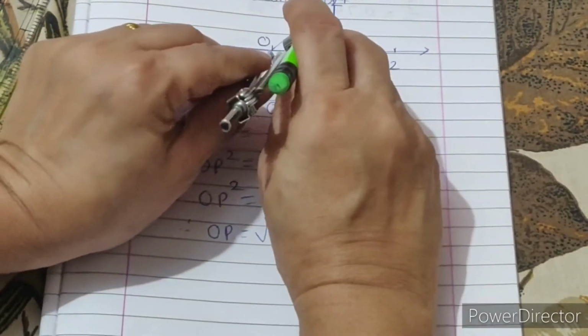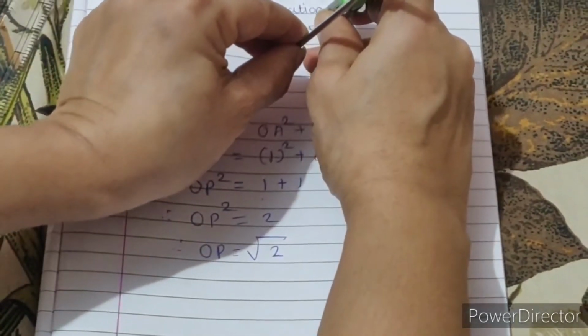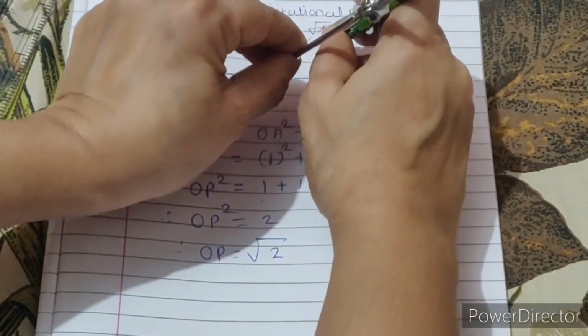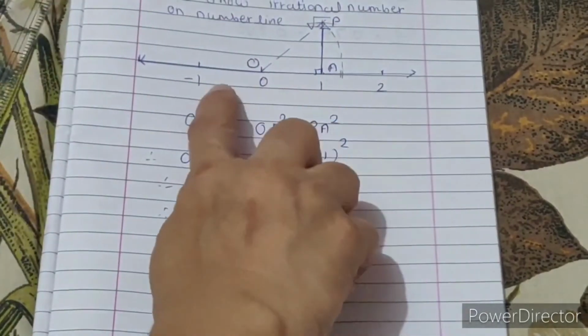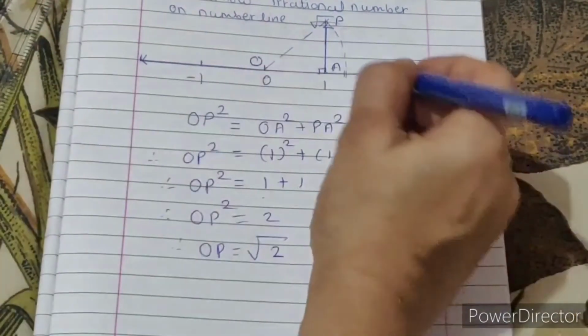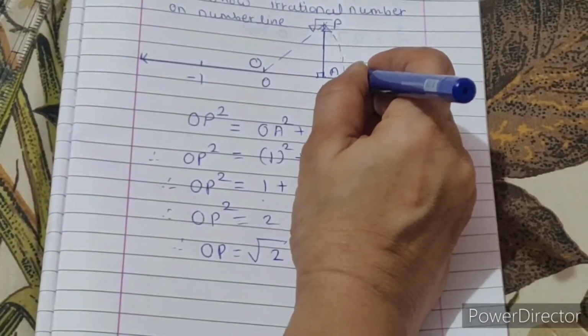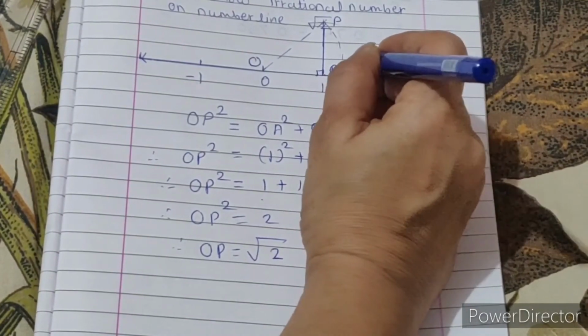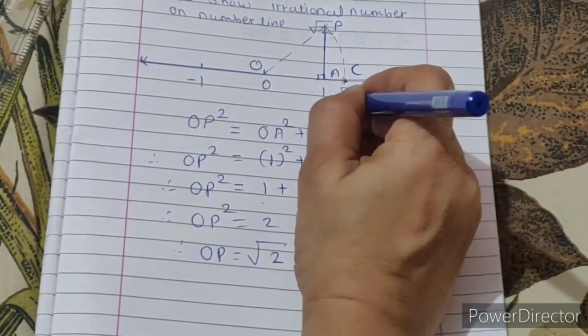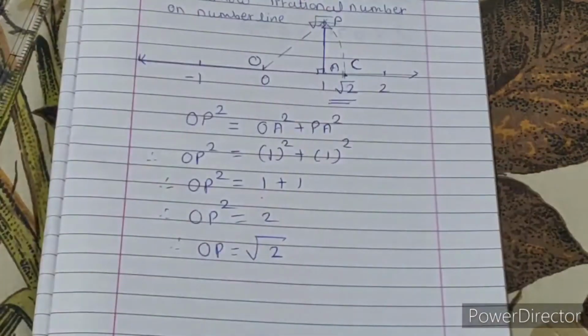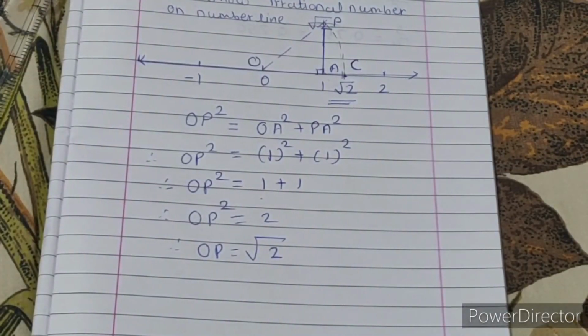So we have OP, that is root 2, and you just have to draw the arc which intersects the number line. Let it be at this point C. So this point C represents root 2 on the number line.